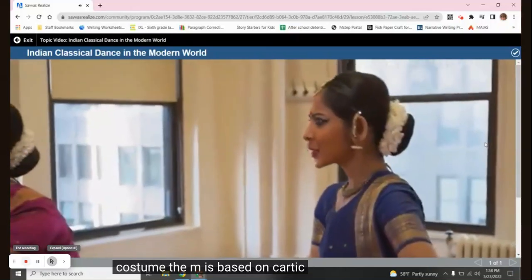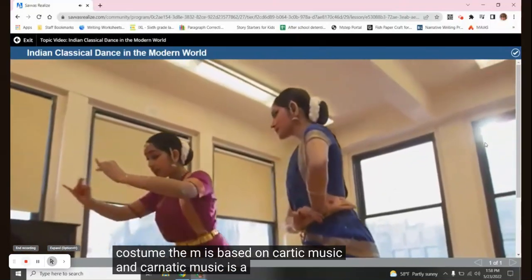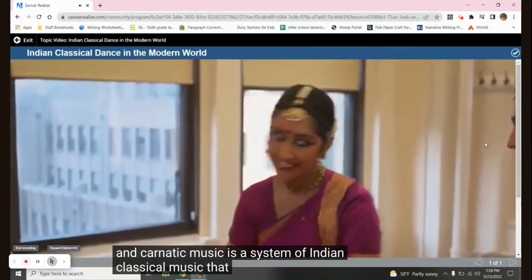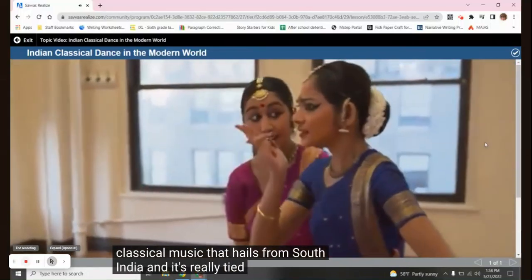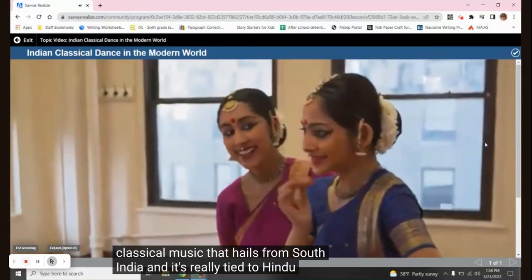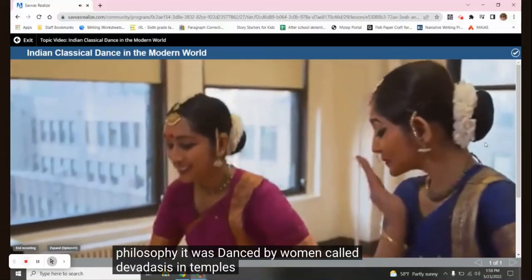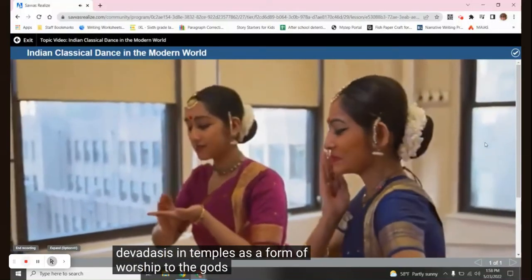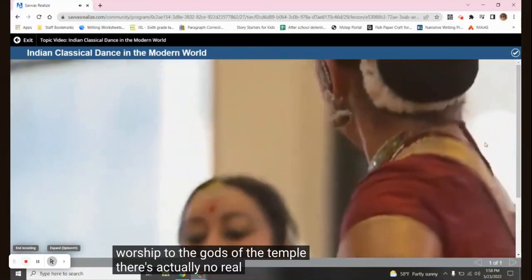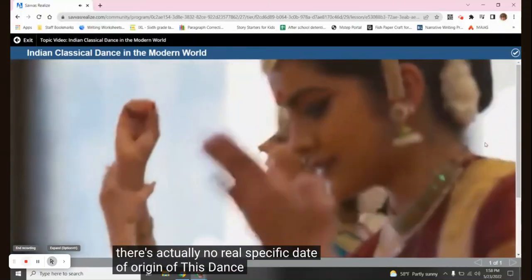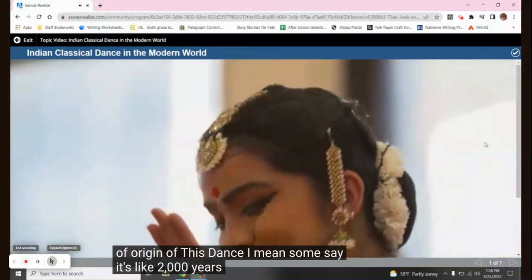Bharatanatyam is based on Carnatic music. Carnatic music is a system of Indian classical music that hails from South India, and it's really tied to Hindu philosophy. It was danced by women called Devadasis in temples as a form of worship to the god of the temple. There's actually no real specific date of origin of this dance. I mean, some say it's like 2,000 years old.